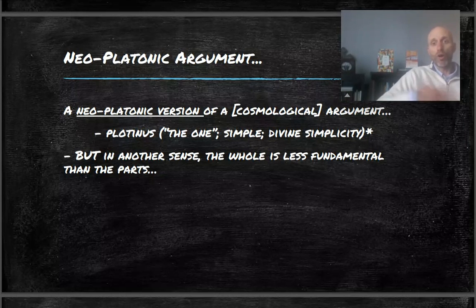to exist at all. So if you were to talk about a chair, but you don't have the legs, you don't have the seat, you don't have the back, then you really just don't have a chair, right? So in that sense, the chair as a whole is dependent, is less fundamental than the parts of the chair, because the chair is dependent upon the parts for its very existence, right? Otherwise, you just don't even have a chair.